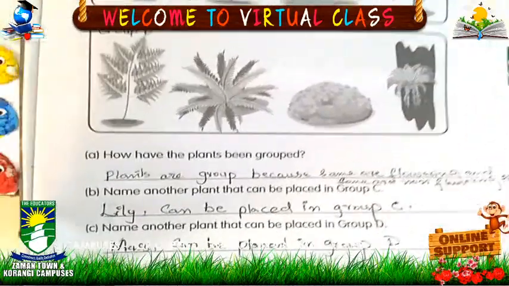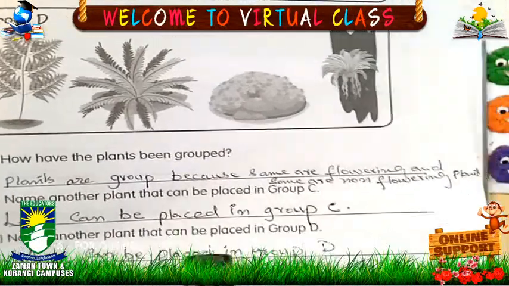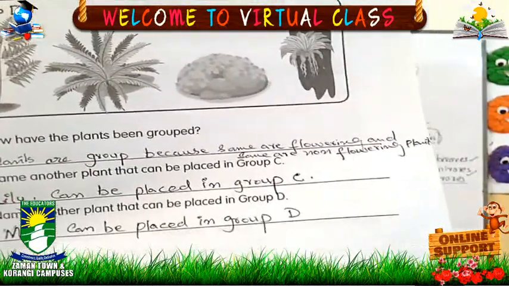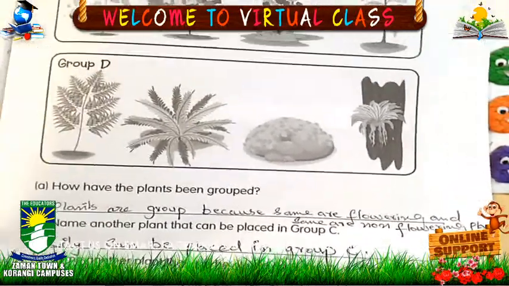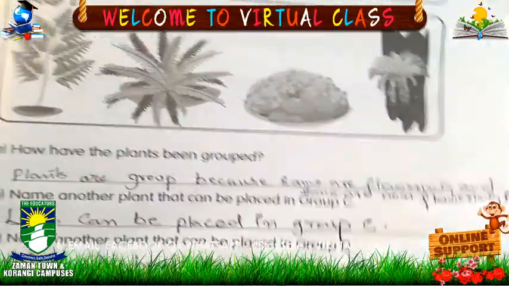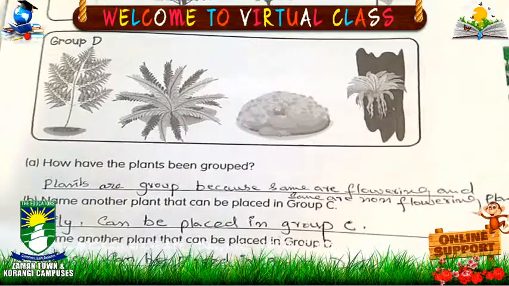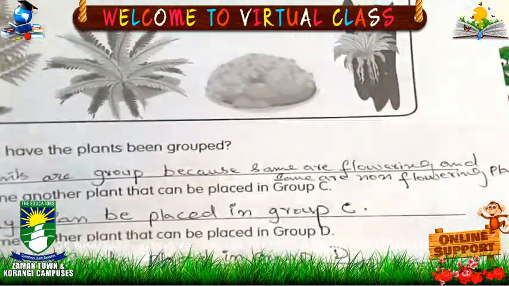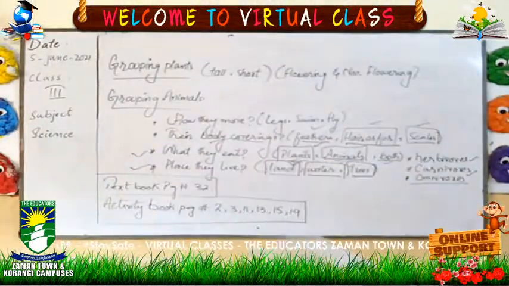Okay, now part C. Name another plant that can be placed in group D. Now we have to think about which plant can come in group D, because the group D plants are non-flowering. So we have to think about a plant that is non-flowering, and that is moss. Moss can be placed in group D. Okay.